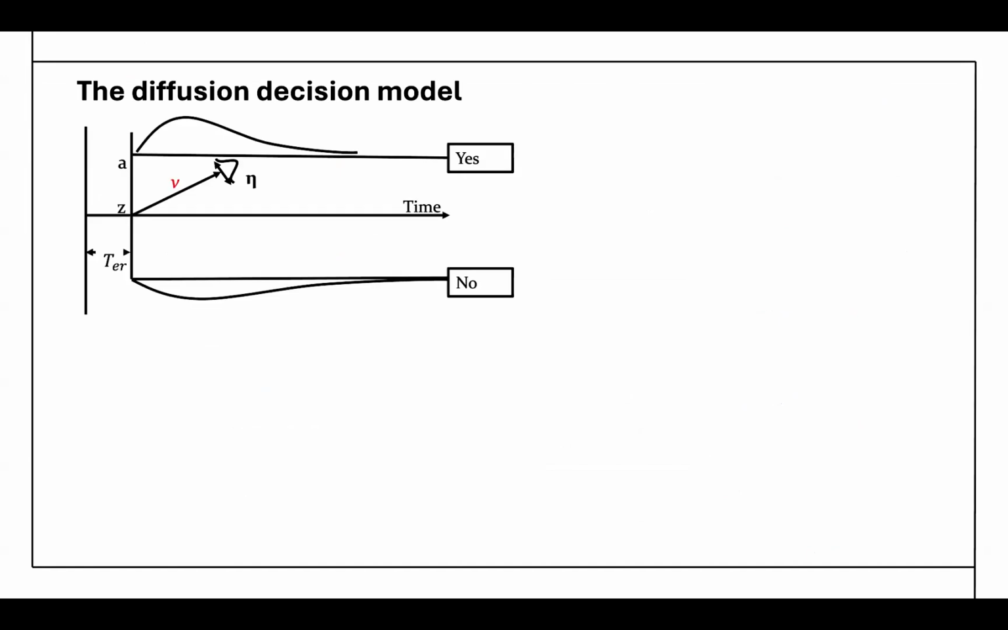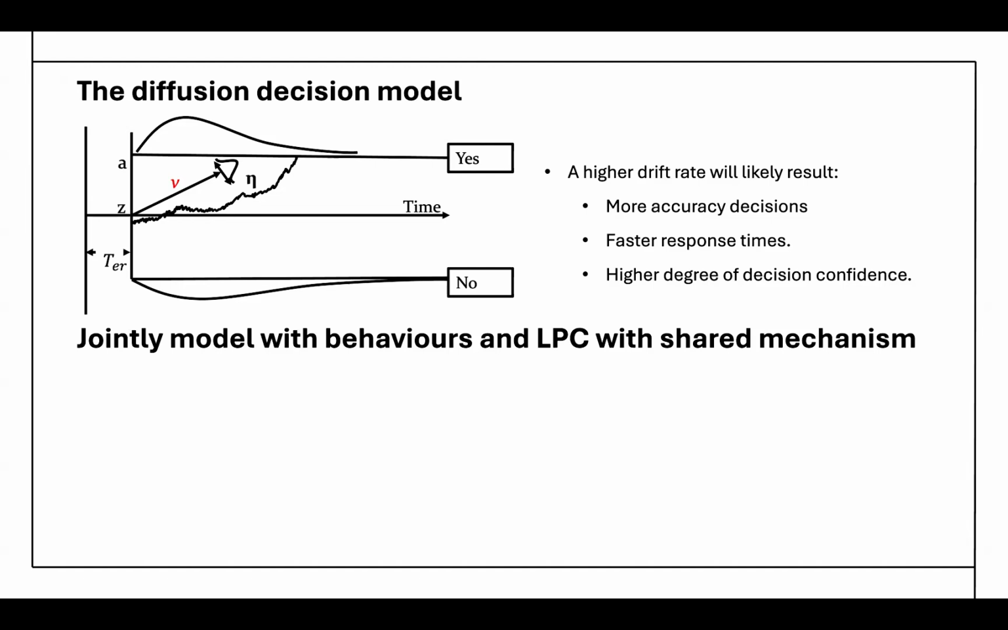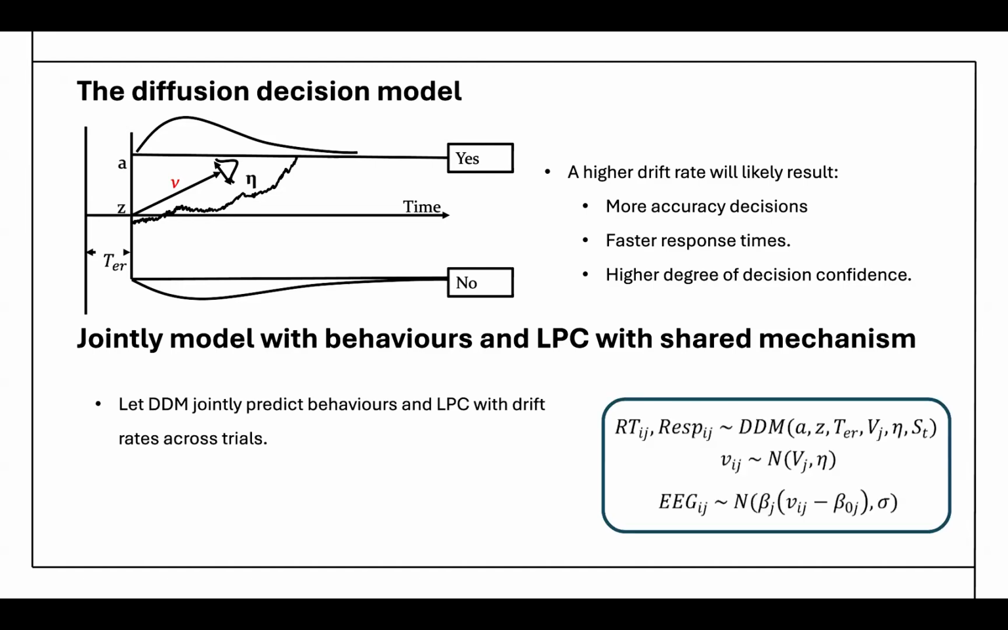All of these features are quite related to a decision-making variable. That's why we're using the diffusion decision model. Many of you may have known about this. So this model essentially assumes a noisy accumulation process starting from a starting point Z and going through a noisy accumulation to either boundary, with the average speed of accumulation represented by the parameter V. And we're interested in the V parameter, or the drift rate parameter, because similarly a higher drift rate will also be associated with a more accurate decision, faster response, and higher confidence. And that's why we're interested in joint modeling behaviors and LPC with some shared mechanism, which is the evidence accumulation. And what we did was to let the DDM jointly predict behaviors and LPC with drift rate across trials.